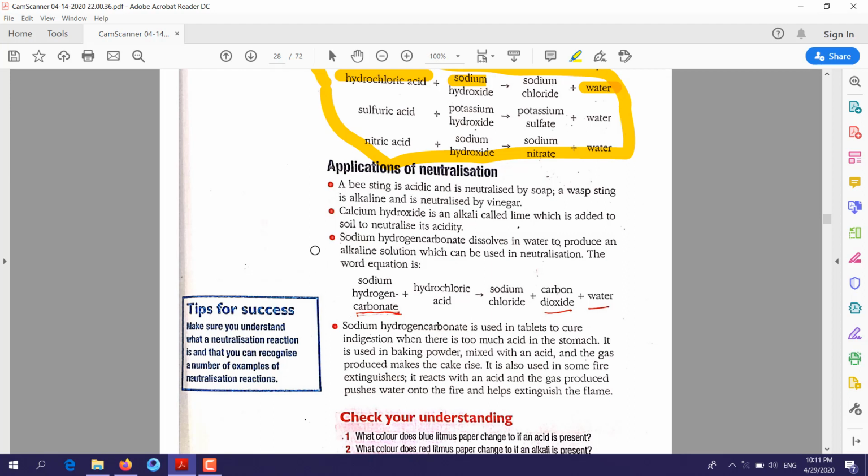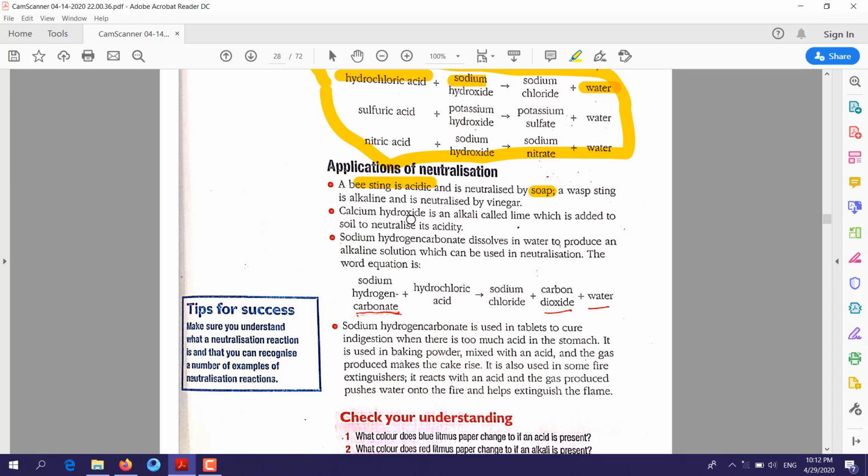For example, you have a bee sting. A bee sting, it's acidic and is neutralized by soap. So what will happen? Bee sting, it's acid. You will wash your hand or the area where the bee stung you. So what will happen? You are adding soap, which is alkali. Alkali plus acid, you will get water, okay, which is a process of neutralization.